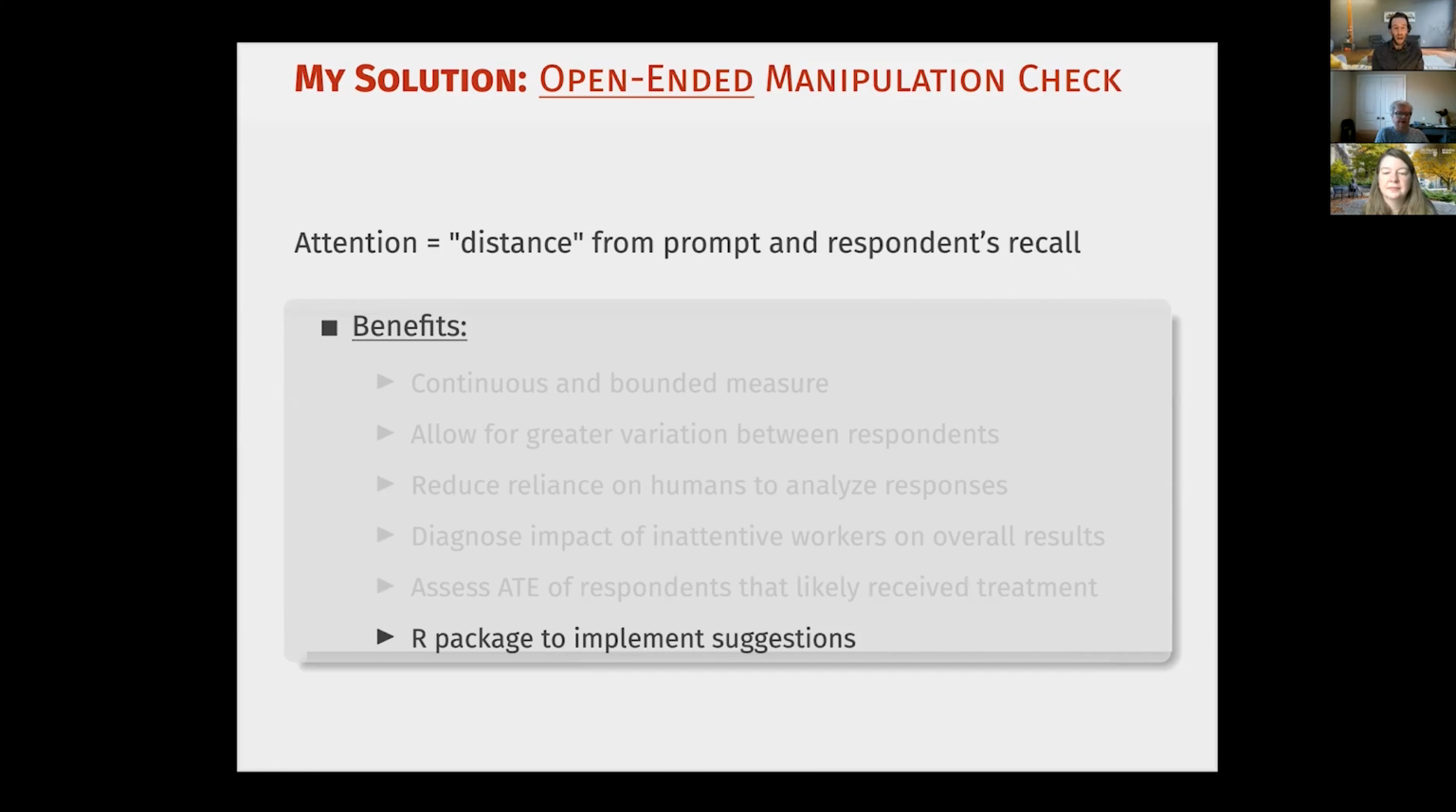And finally, I have developed an R package. I have to admit, this is still very much a work in progress, like most R packages. The more I develop, the more I need to expand it. But right now, all of the suggestions that I'm going to talk about today are executable in R.